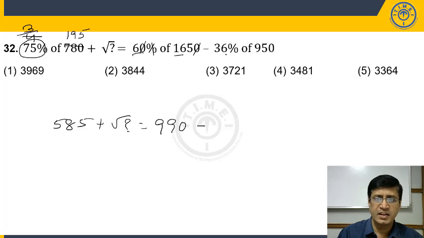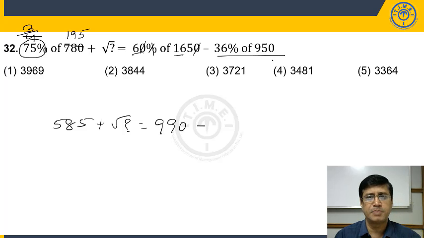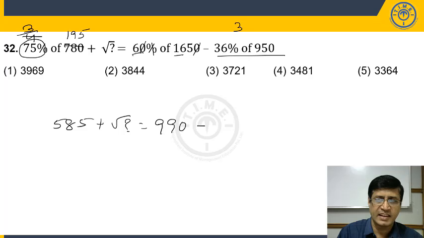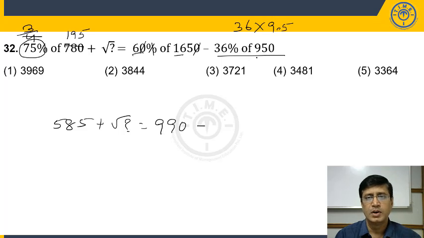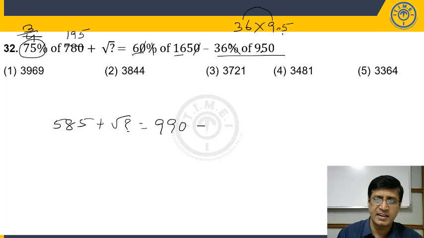Minus, then what is the result here? 36% of 950. I am expressing this as 36 into 9.5, removing the percentage and adding the decimal after 2 places. Now just multiply 9 times 36 and a half of 36. Simplify, you will get 342.